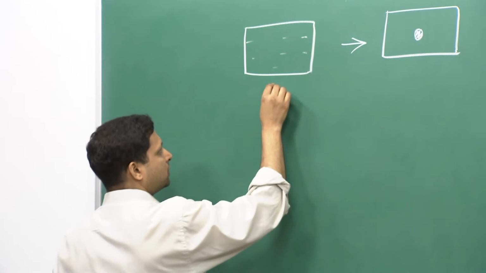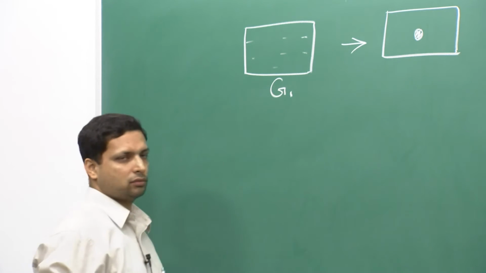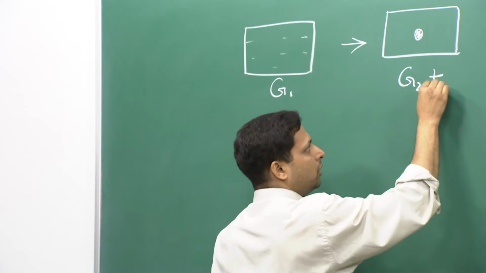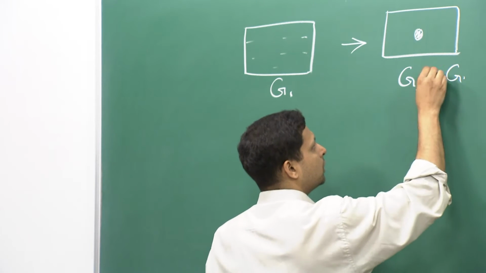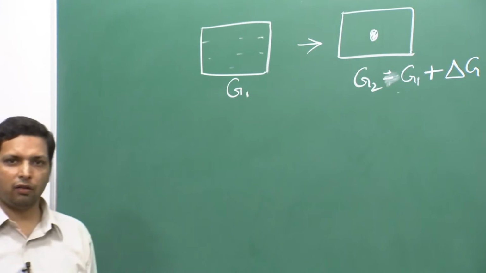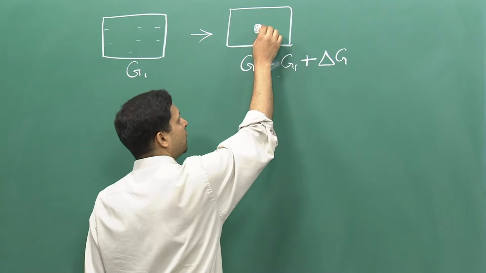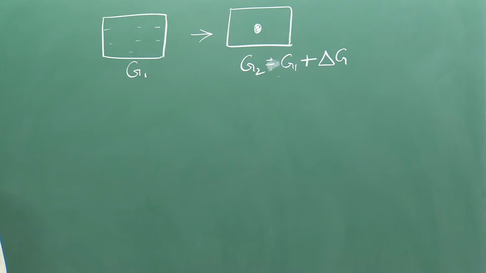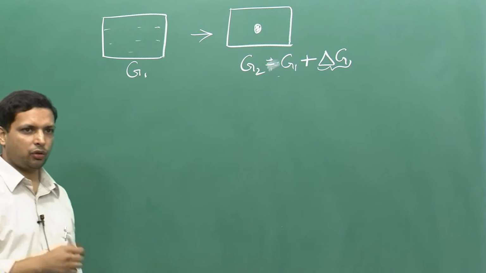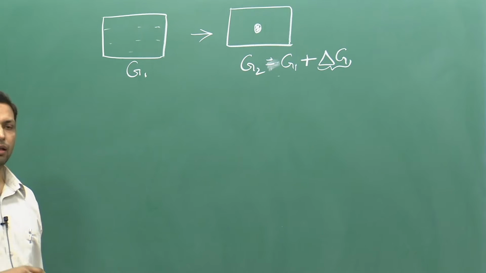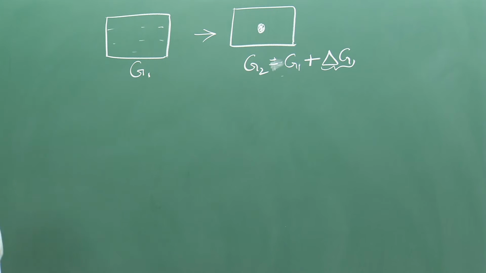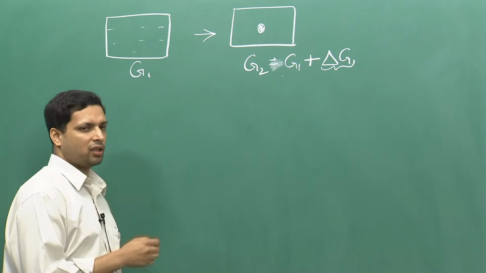Thermodynamically, if this is the free energy of the system G1, then G2 is equal to G1 plus delta G, where delta G is the change in the free energy because some of the liquid has transformed into solid. This delta G can be negative or positive depending on the size of the nuclei. So, that is what we will first look at. What is this change delta G?